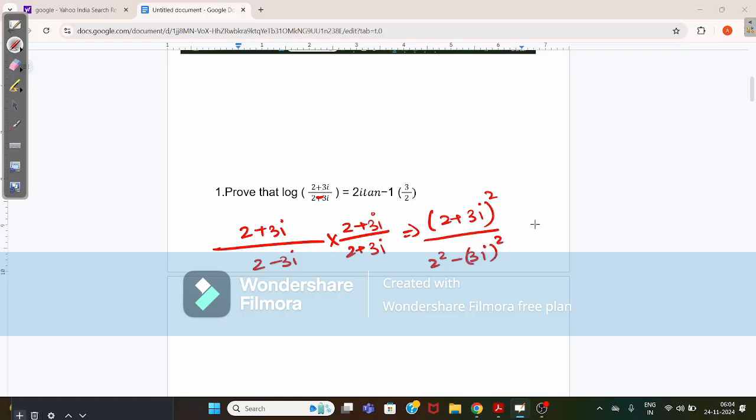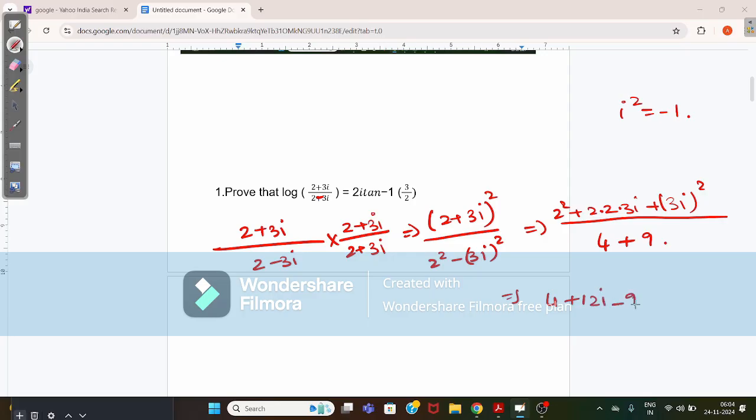(3i) square, which gives 2 square plus 2 into 3i plus (3i) whole square by 2 square plus 3 square, which gives the value 4 plus 9 because i square value is minus 1. Okay, this value is 4 plus 12i minus 9 by 13, which gives minus 5 plus 12i by 13. Now this can be written as minus 5 by 13 plus 12 by 13 into i.